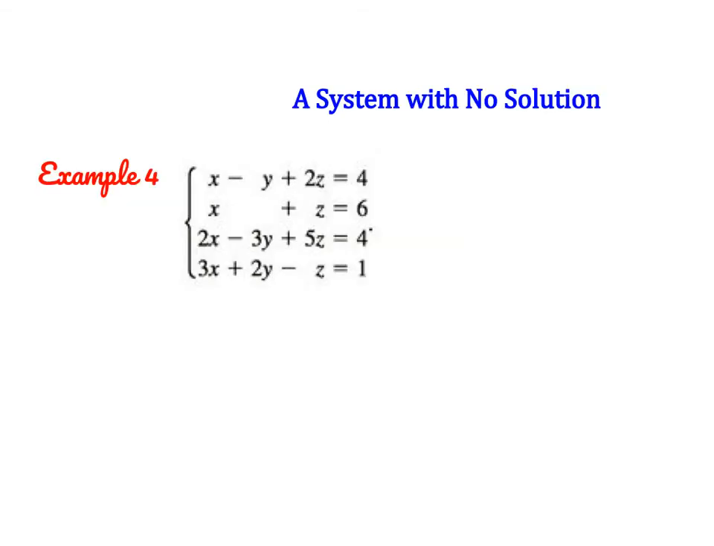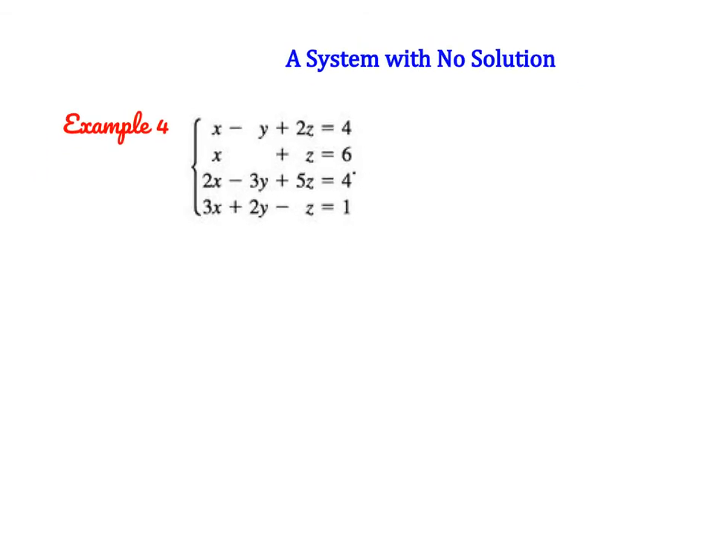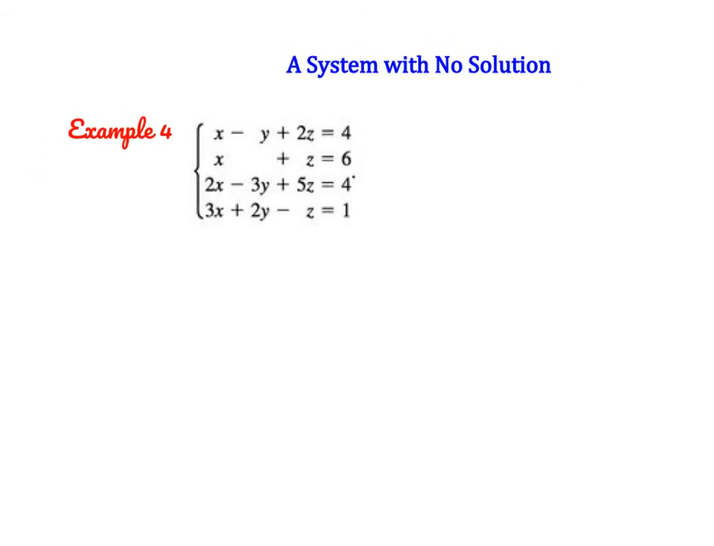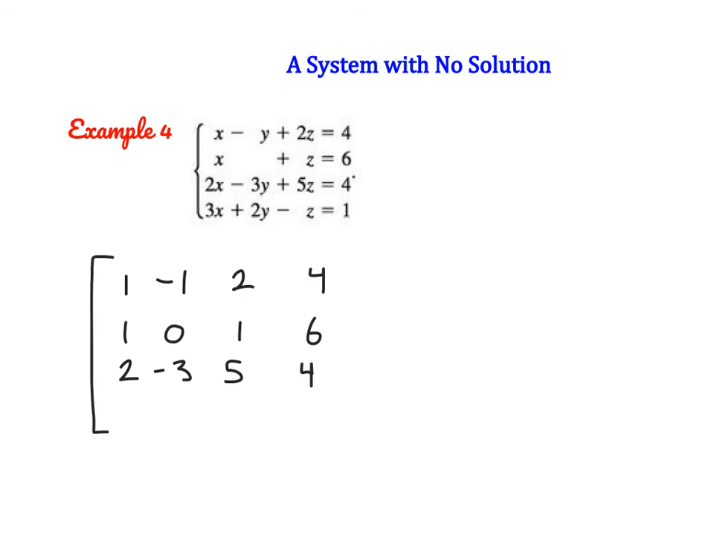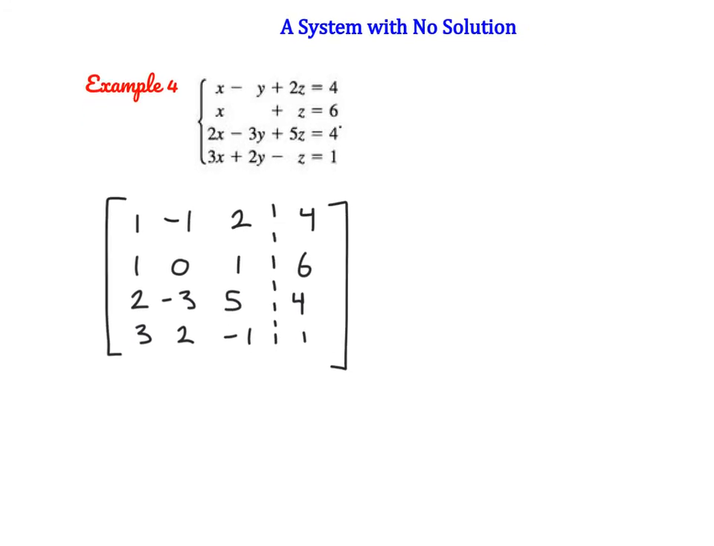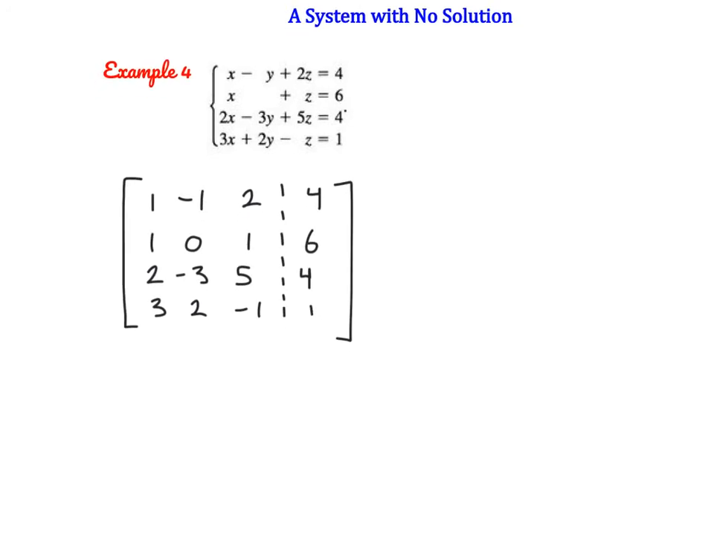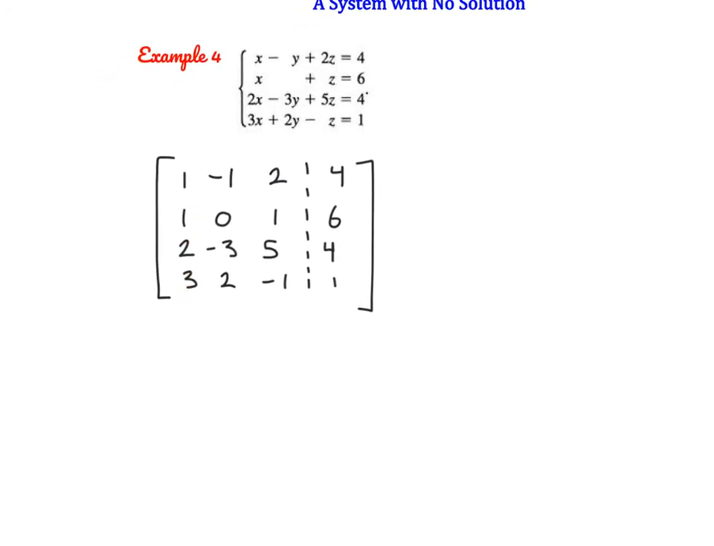Okay, now we're going to look at what a system with no solution looks like when solving with matrices. So let's set up our augmented matrix. Okay, so we already have our 1 here. Let's create some zeros. So I'm going to try to turn all 3 of these to zeros in one step. So let's see if we can do that.